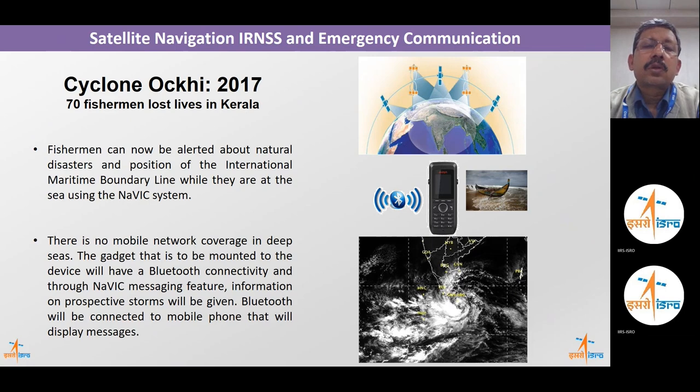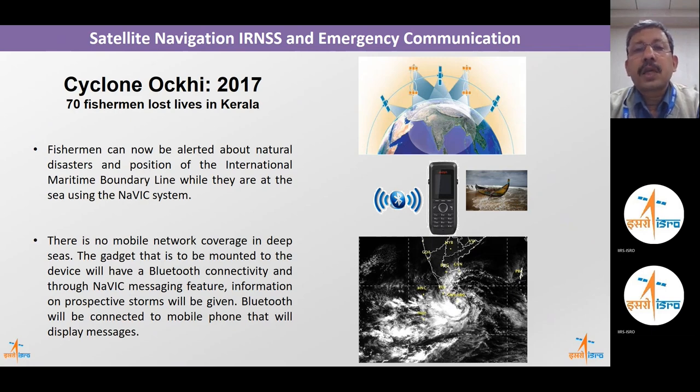So when they went out to sea, a cyclone was forming south of Sri Lanka, which moved north towards the Arabian Sea. There was no way these fishermen could be warned about the impending cyclone. So 70 fishermen lost their lives. Now the government of Kerala requested the Indian Space Research Organisation to at least do something so that those people can be informed about impending disasters.